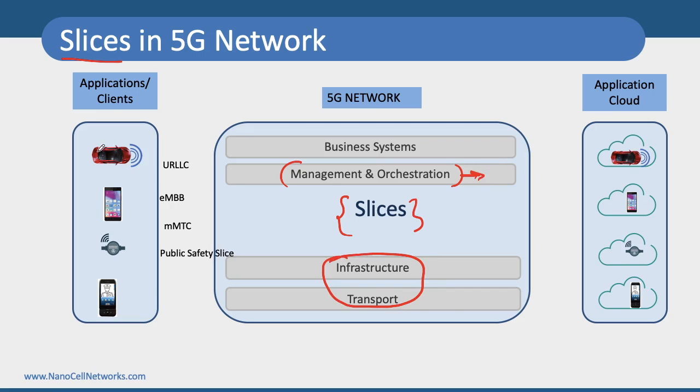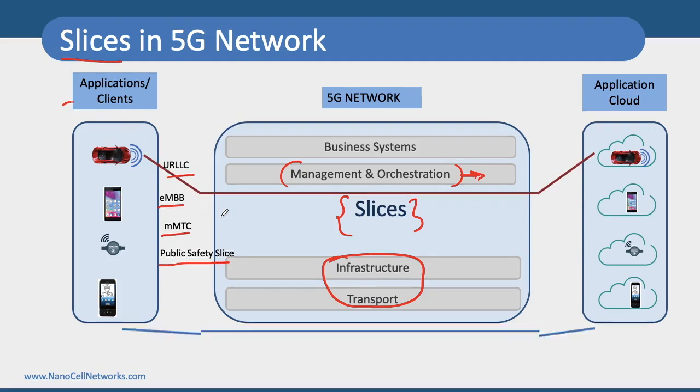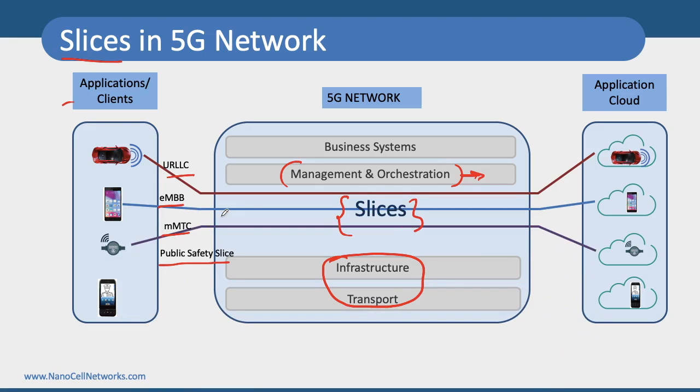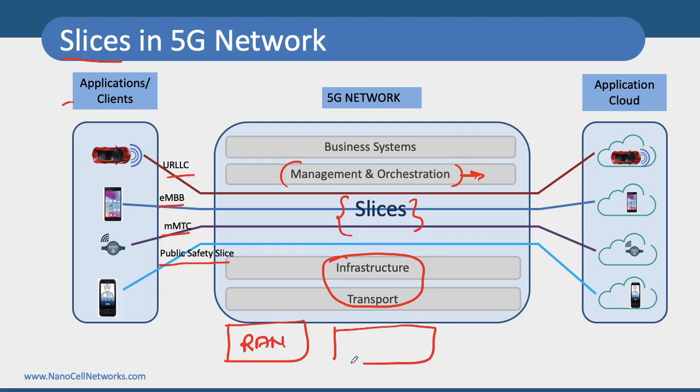On this side, we have the applications for URLLC, eMBB, mMTC, and we have public safety slices. If you look at this, we have a separate dedicated network for each different kind of service, and every different kind of service is carried as a slice. All the slices are completely isolated from each other. The slices run from the radio network to the transport network as well as to the core network.